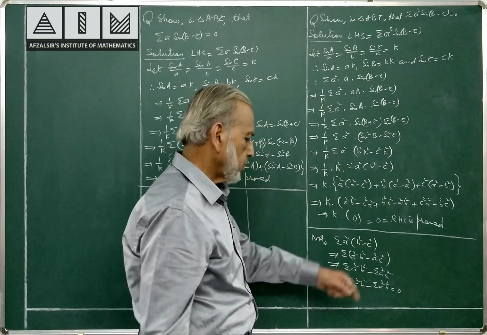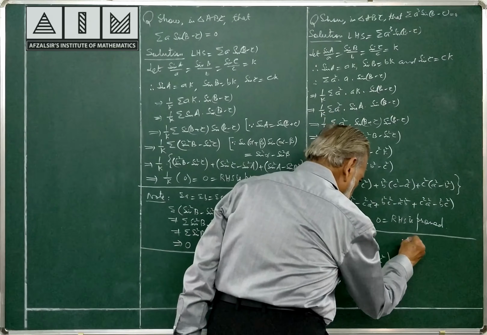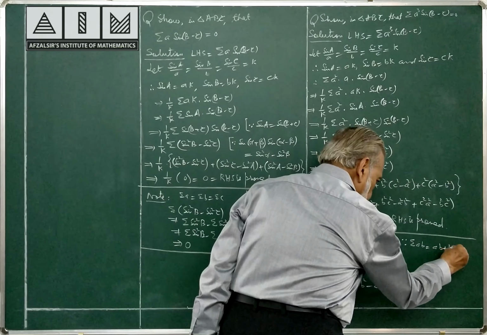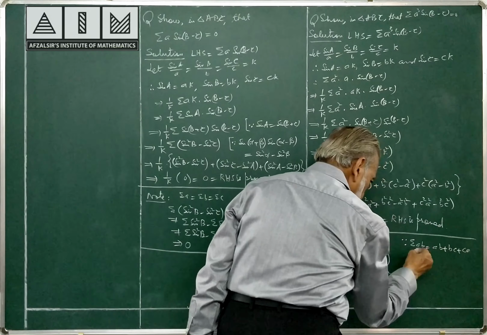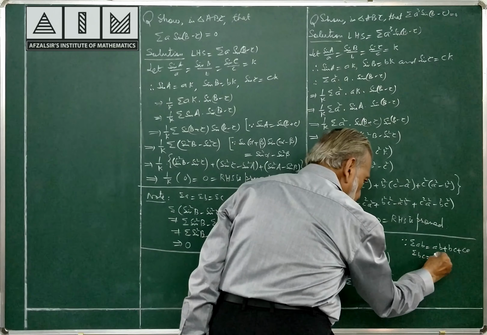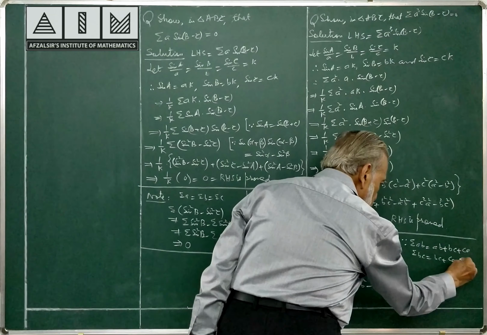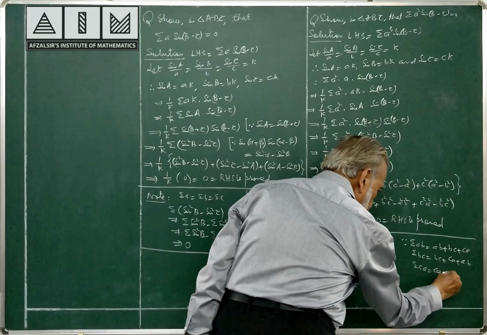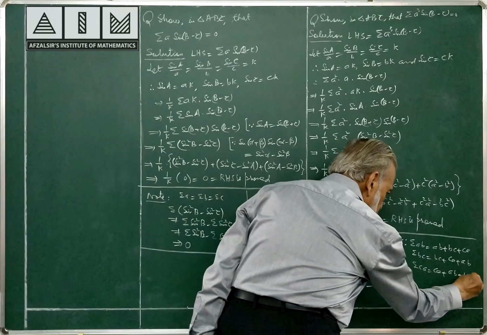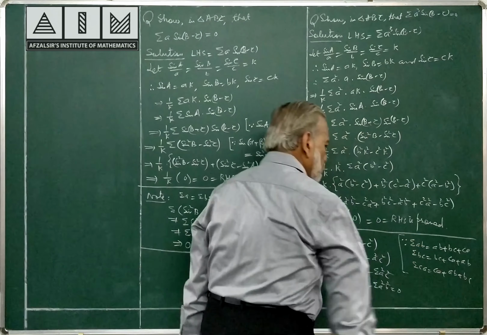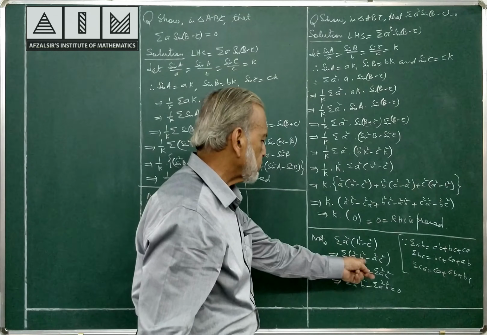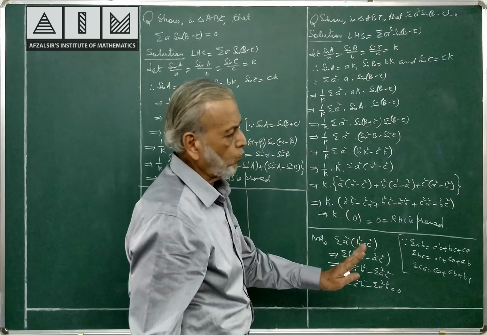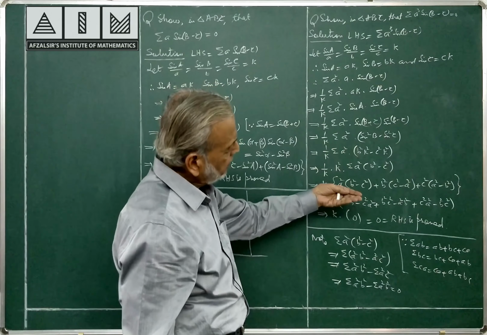You can understand here sigma AB, please see here, sigma AB is AB plus BC plus CA, sigma BC is also same, sigma CA also is same. So, if you want, you can open it: sigma a square b square, sigma a square c square, because they are same, you can close like this also. Or if you feel this is easier to understand, proceed with this.